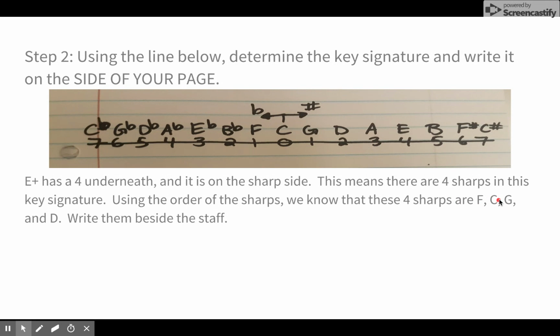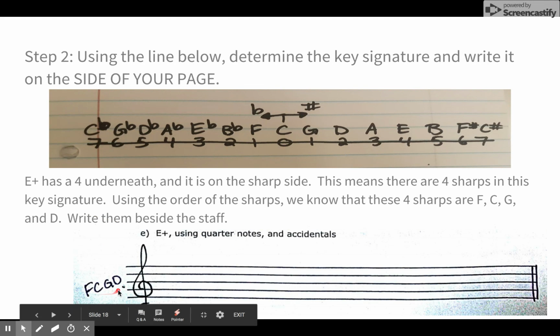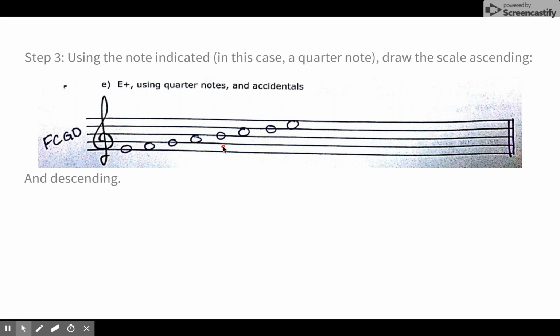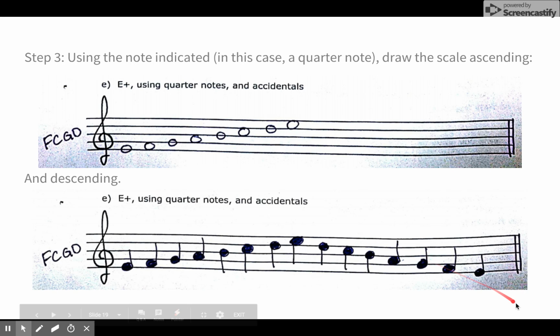They are Father Charles Goes Down. So we're going to write them beside the staff again, not on it. This time we're using quarter notes. So using the note indicated, you're going to draw the scale ascending. E, F, G, A, B, C, D, E, and then descending.